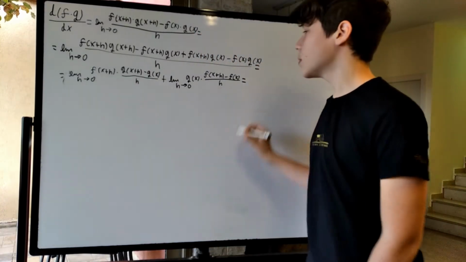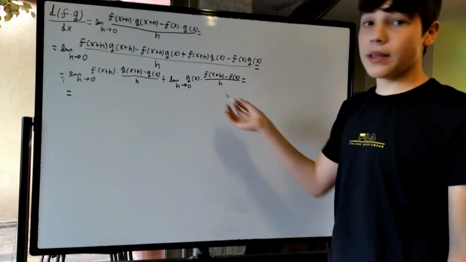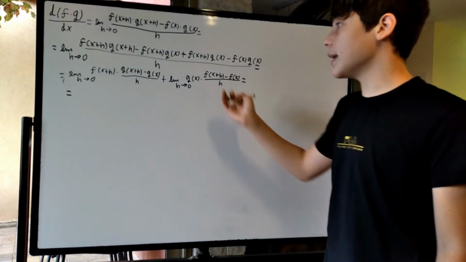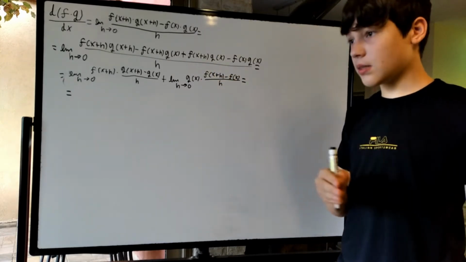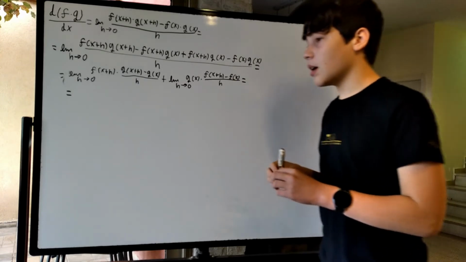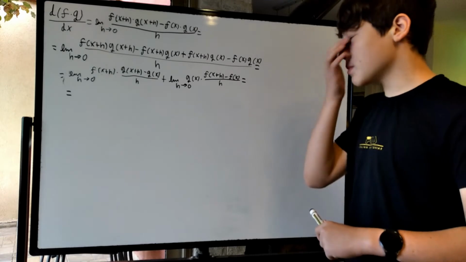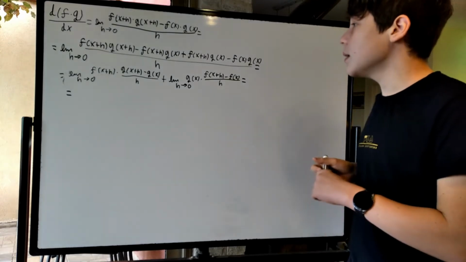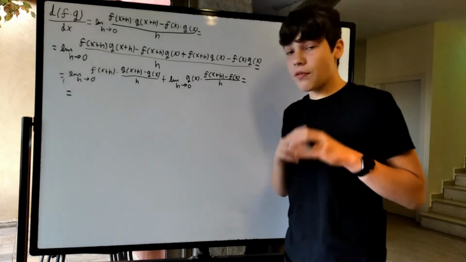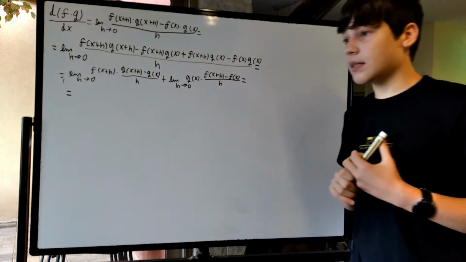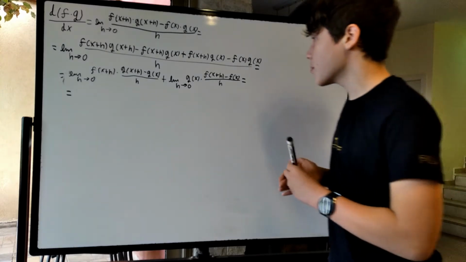Now we know, and we can separate this because we're separating a finite sum. So the limit of a finite sum is the finite sum of the limit of each term. And then it's the same for the product. The limit of a finite product is the same as the finite product of the limit of each term.